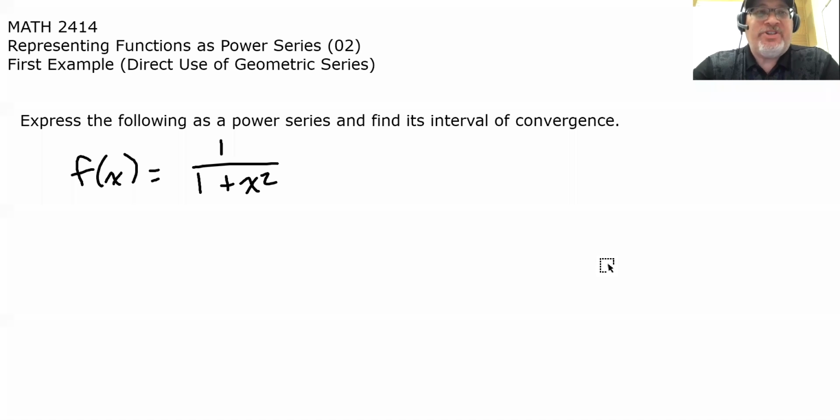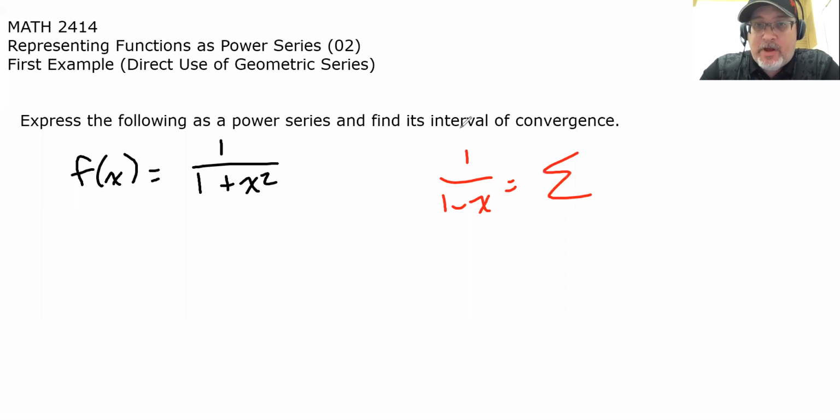Math 2414, representing functions as power series, video 2. First example, direct use of geometric series. Or we could say the very useful series that we saw previously. The very useful series being 1 over 1 minus x is equal to the sum from n equals 0 to infinity of x to the n when the absolute value of x is less than 1.